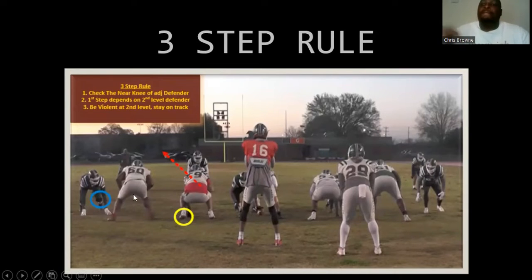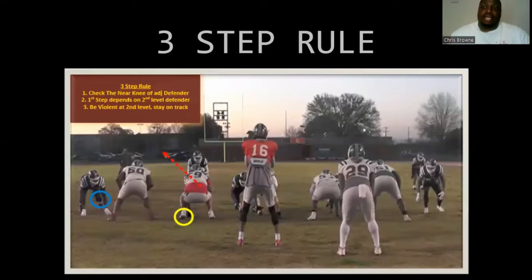Now, based on pre-snap alignment and where that linebacker is aligned, the probability of a slant is pretty much zero at this point. So I know I'm still going to check that near knee, but I know that I'm going to take my first step predicated upon the second level defender. And I know as this left guard that I'm going to end up blocking this linebacker. So we have to be smart and savvy enough to understand defensive structures to know I'm going to probably block this linebacker if I'm the left guard. So my first step, of course, has to be an angle step up to that second level defender.